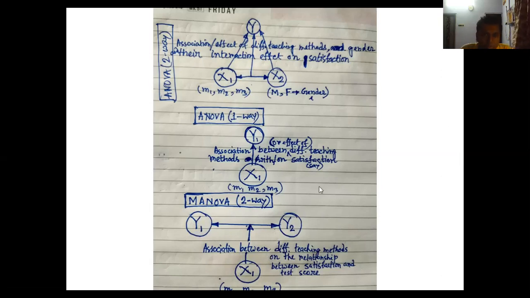So that's why in the case of two-way ANOVA, you are getting three hypotheses or three arrows, whereas in the case of two-way MANOVA, you will get only one hypothesis, what we have just done right now. So this is all about MANOVA.